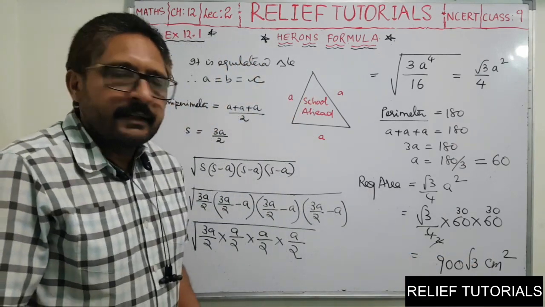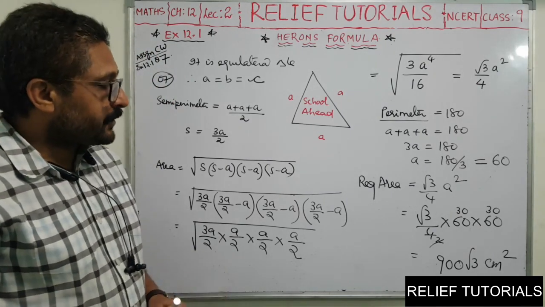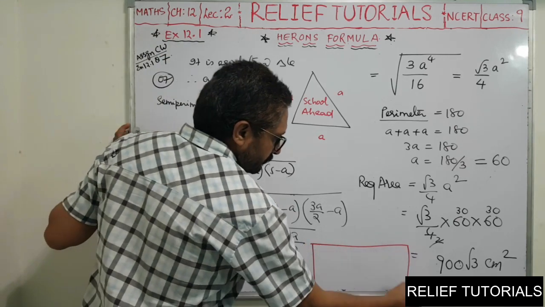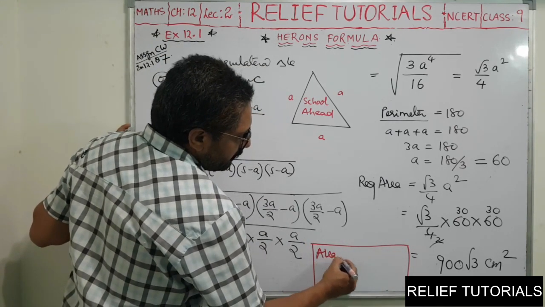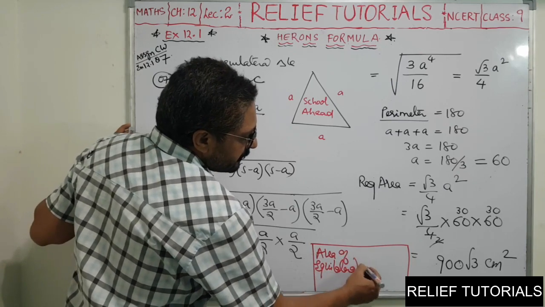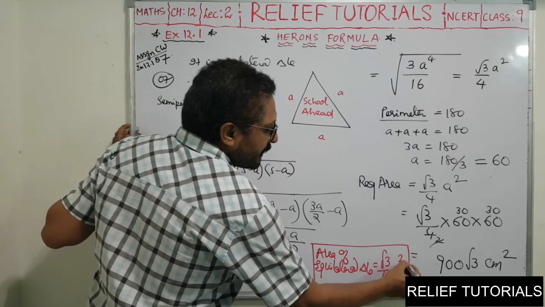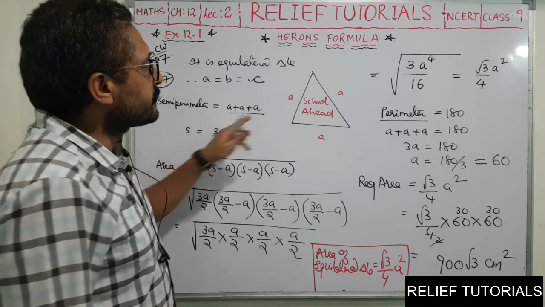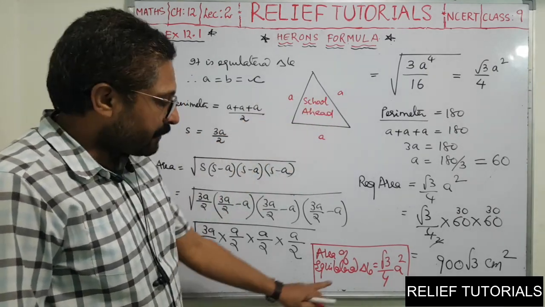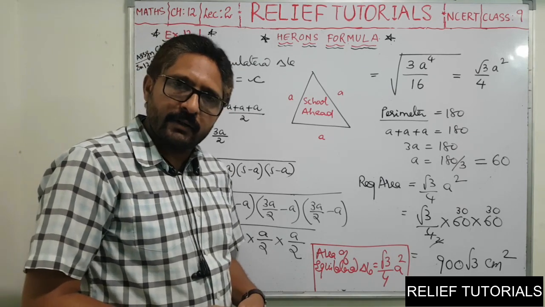Moral of the story, it is a very important problem. You have derived one formula: area of an equilateral triangle is root 3 upon 4 A square, where A is the measure of sides of the equilateral triangle. So you remember this formula. Area of an equilateral triangle is root 3 upon 4 A square.